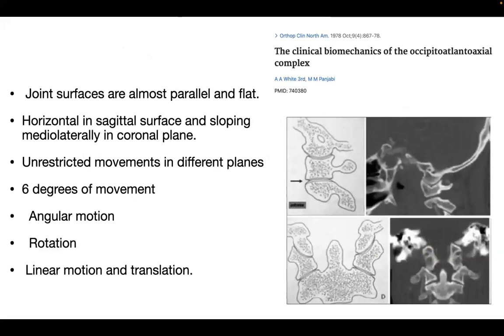The joint surfaces of the atlantoaxial joint are almost parallel and flat. In the sagittal plane, they are more or less horizontal, and in the coronal plane, they slope mediolaterally. This provides the joint with unrestricted movements in different planes. Basically, there are 6 degrees of movement at this joint. The angular motions mainly involve flexion and extension and rotation, rightward turning and leftward turning, and linear motion and translation are the other 2 movements.